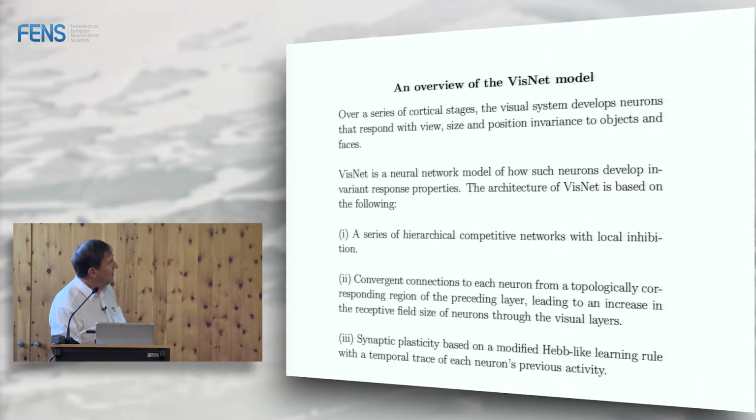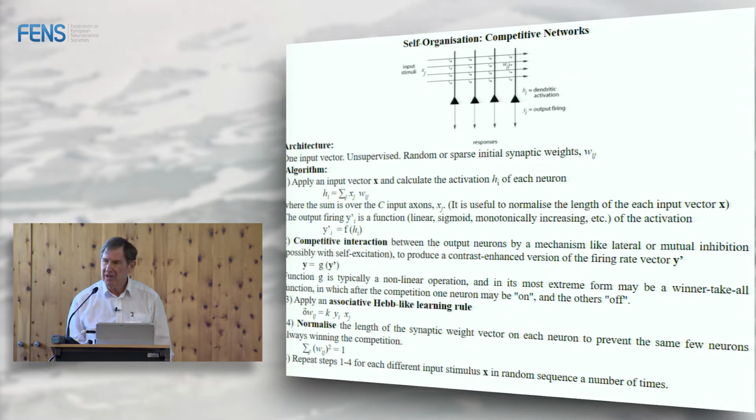And what it is is a series of hierarchical computer networks with local inhibition, convergent connections to each neuron, and Hebb-like plasticity with an amazing twist. So here's a competitive net. I've more or less shown you how that works. Provide a set of inputs, random connections. This neuron might fire a bit faster than the others. It then wins and turns off the others, so you learn better that this set of inputs activates that.